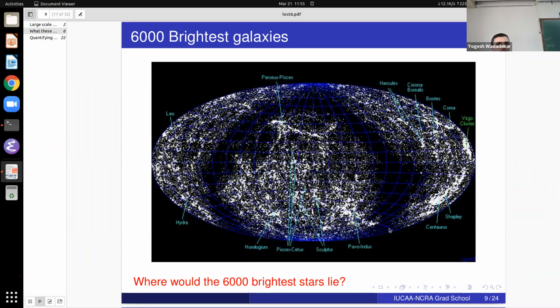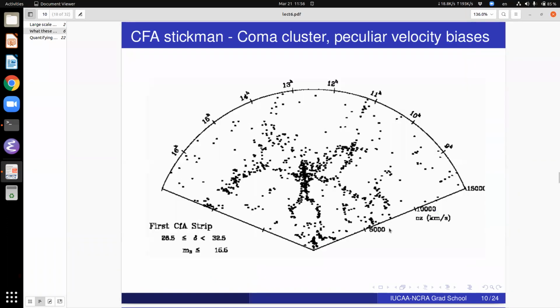So this forms the two-dimensional large-scale structure, but in order to do cosmology or to test the predictions of cosmological models, it's important to convert this into a three-dimensional structure, and that requires your redshift survey. So here's a map from the CfA spectroscopic survey of a region around the Coma cluster.